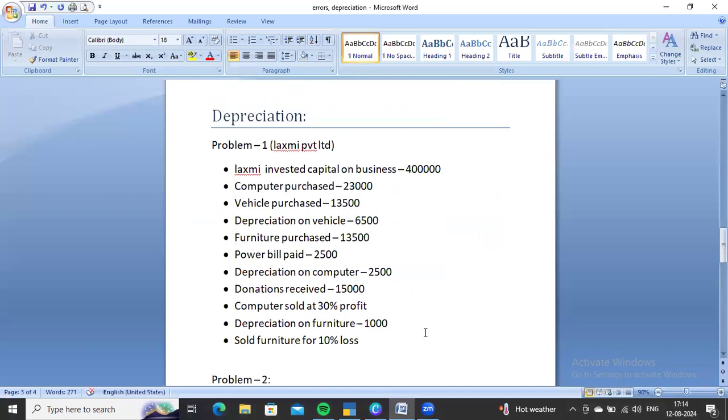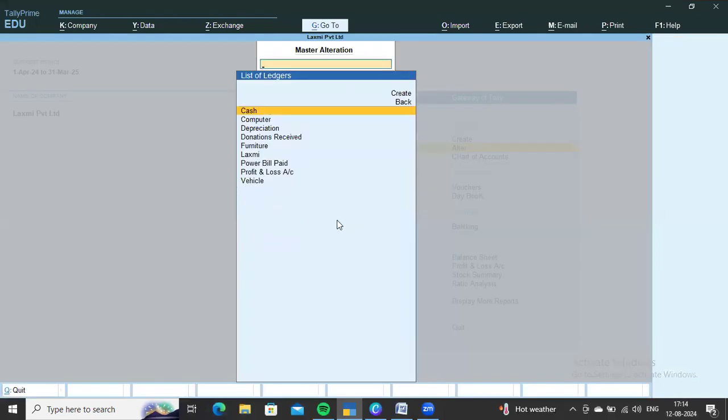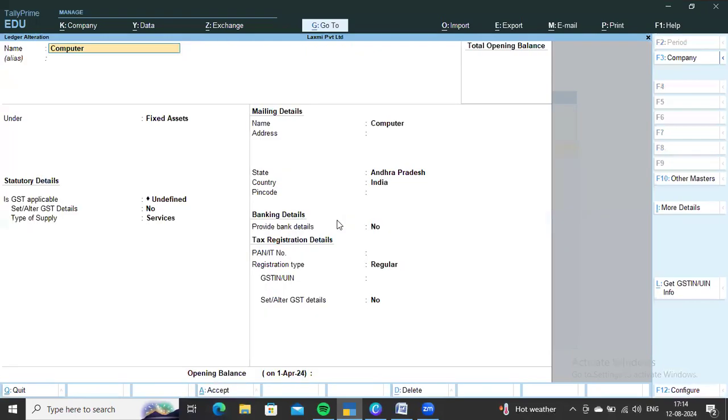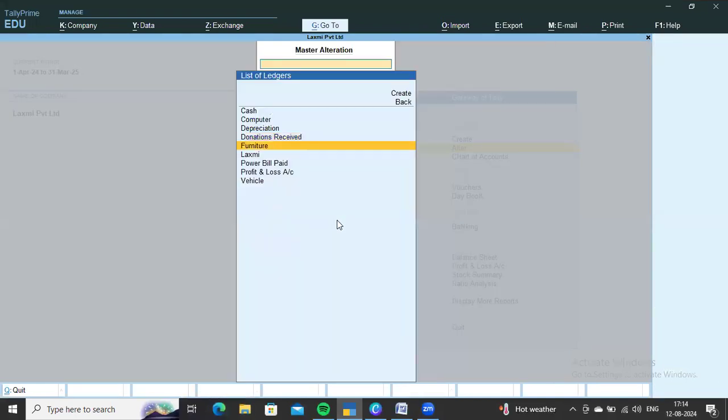Here is the example. Enter into Tally Prime. I have already created the list of ledger accounts. Let me show you. Go to Alter, Ledger. Computer comes under fixed assets. Depreciation comes under indirect expenses as it is a profit and loss item. And donations received is indirect income.